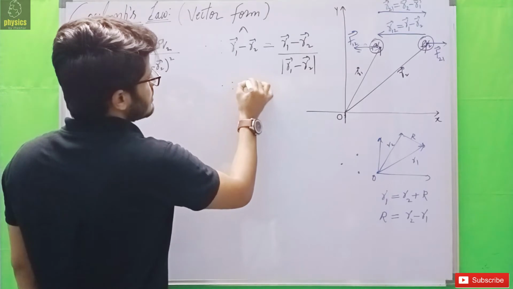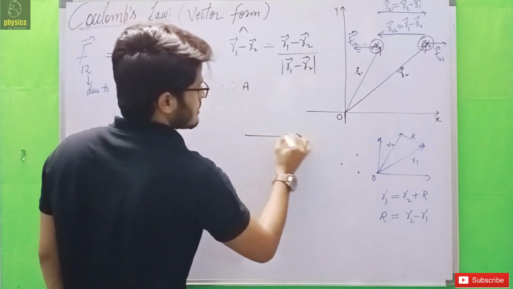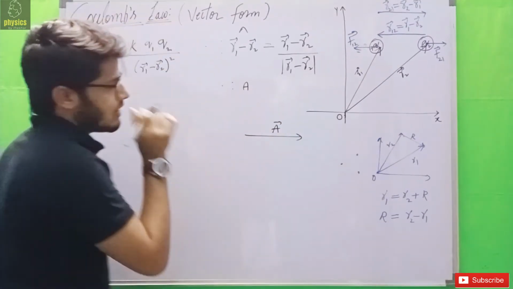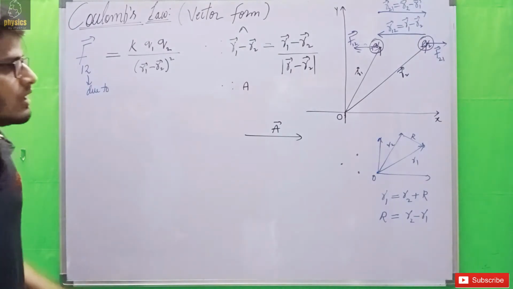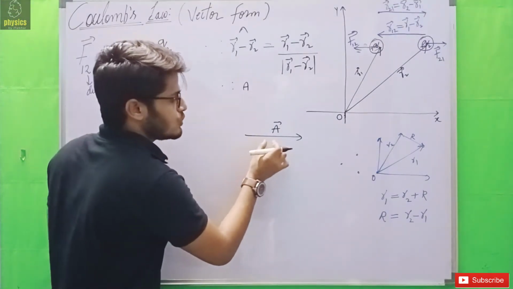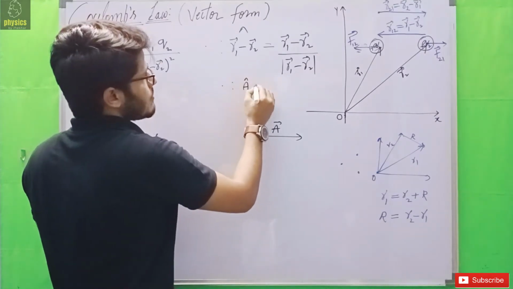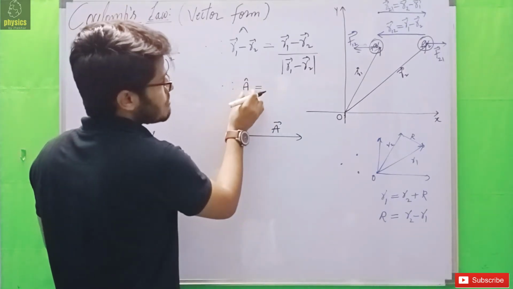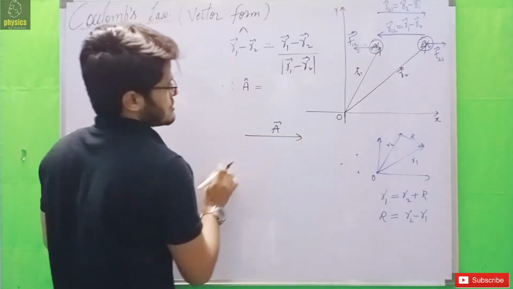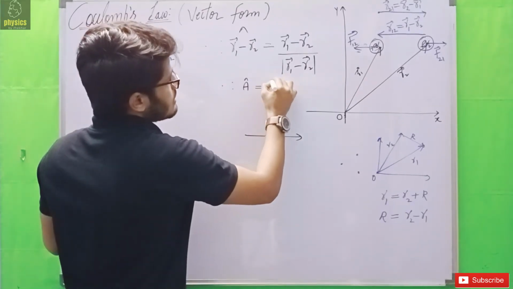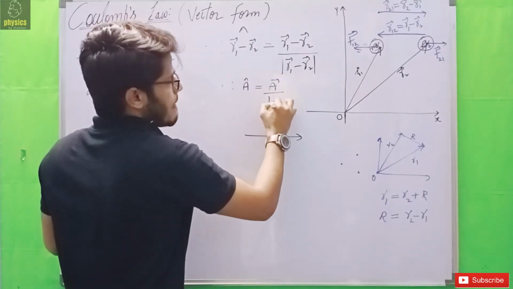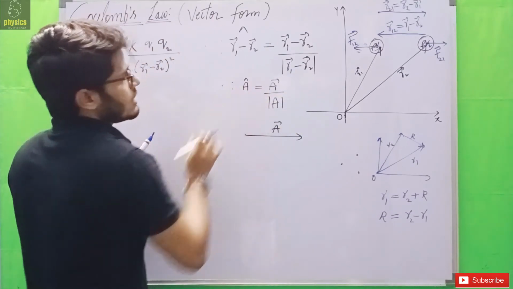Suppose I have a vector A, and I ask you to get the unit vector of this vector, how will you find it? A cap is the unit vector along this direction, and it will be the vector divided by its magnitude.